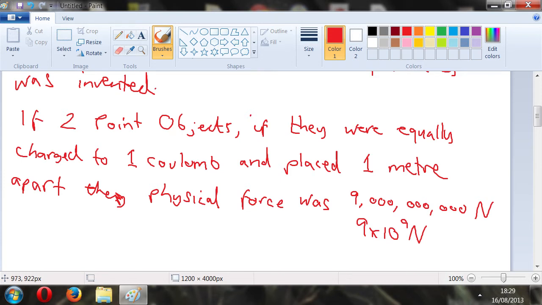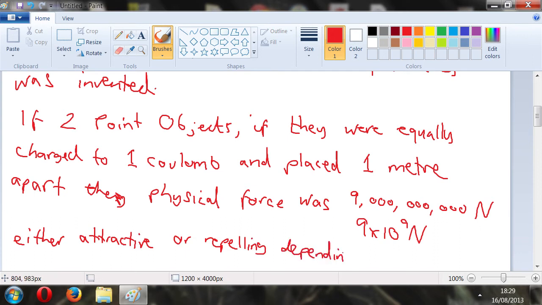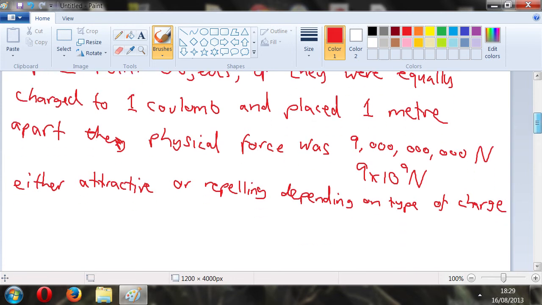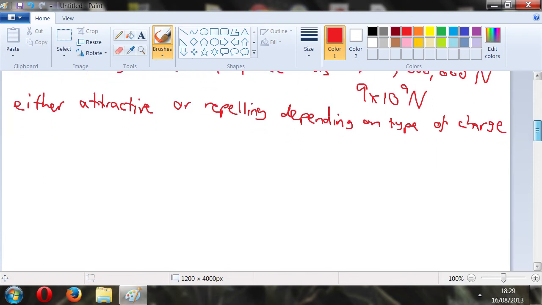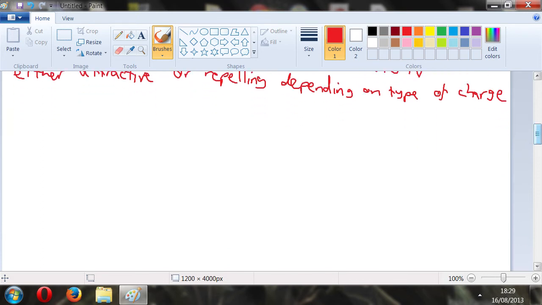and it was either attractive or repelling, depending on type of charge. So you can see these are huge numbers. It's seriously powerful stuff.